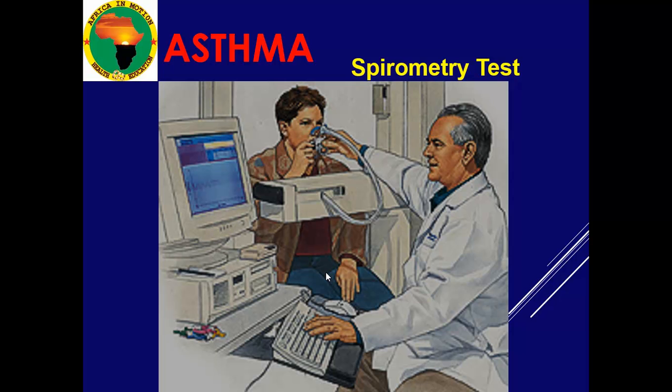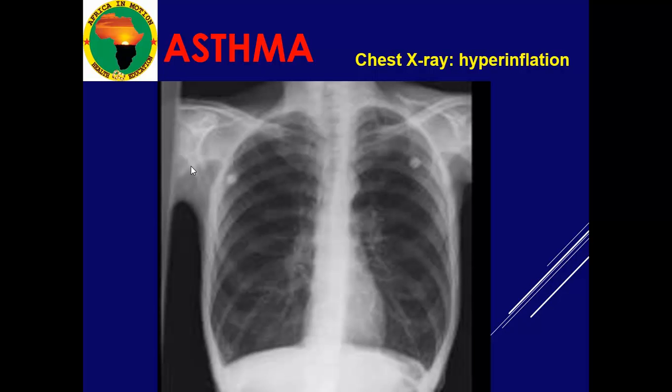Then this advanced one, spirometry, where you have to examine the capacity of the lungs of the patient using even a computer. You record, then you interpret the result. Chest X-ray will show hyperinflation of the lungs. You can see the lungs are really hyperinflated because the air gets trapped inside, does not go out, because of inflammation of the airways.